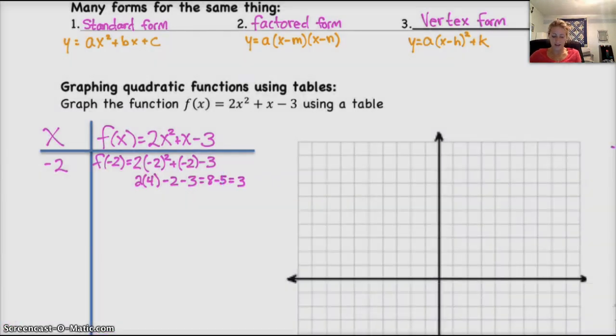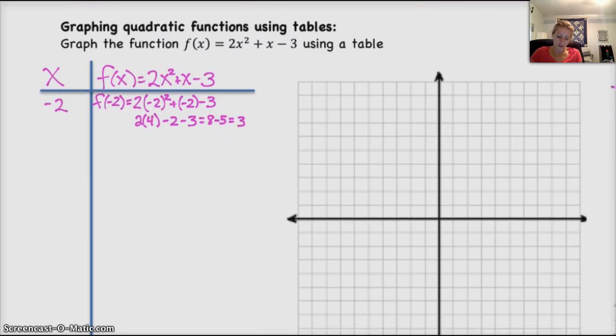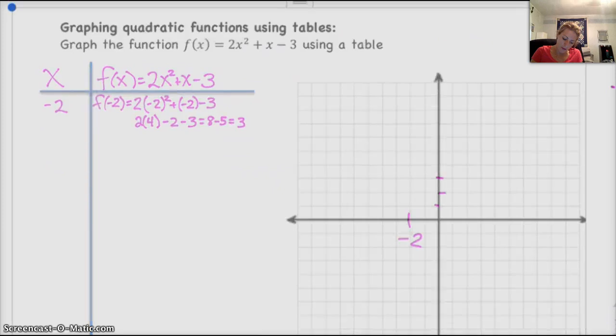Then you can just plot that on your graph. Here's negative 2 and positive 3: 1, 2, 3. So that's my first point.